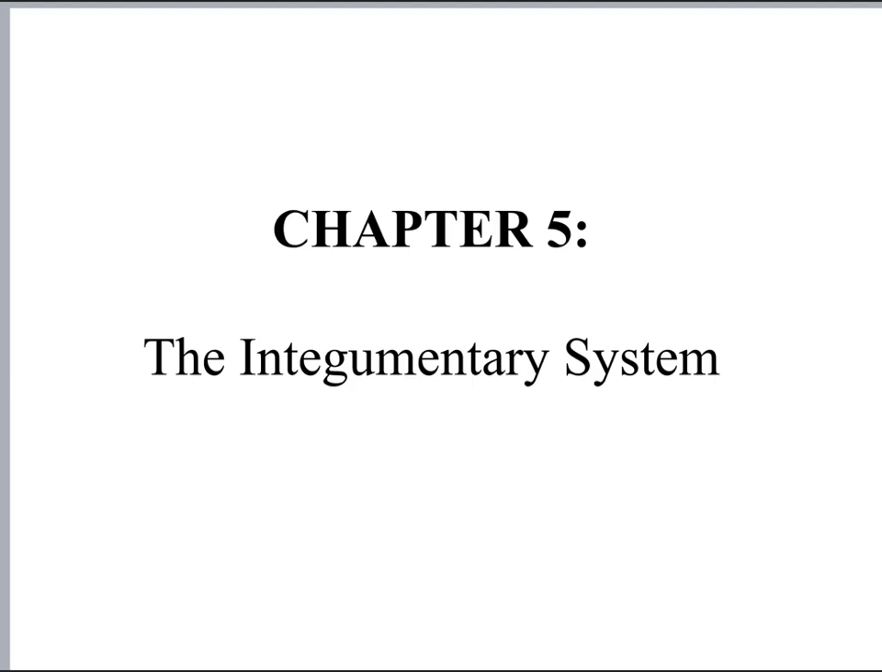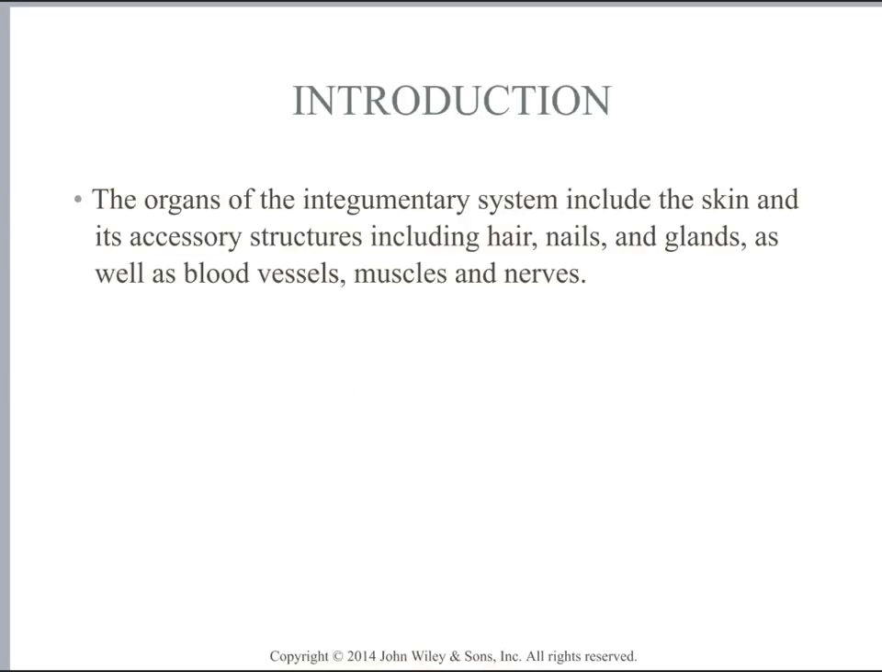Chapter 5, the Integumentary System. We're going to introduce the skin, or the integument system. The organs of the integumentary system include the skin and its accessory structures, which include your hair, your nails, glands, as well as blood vessels, muscles, and nerves.